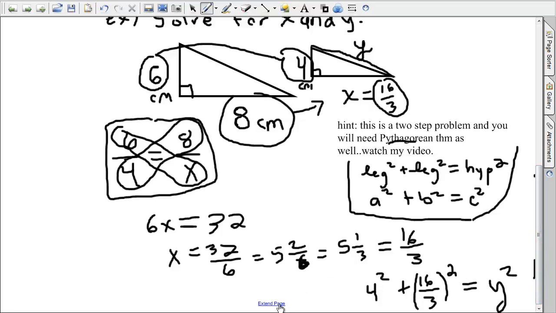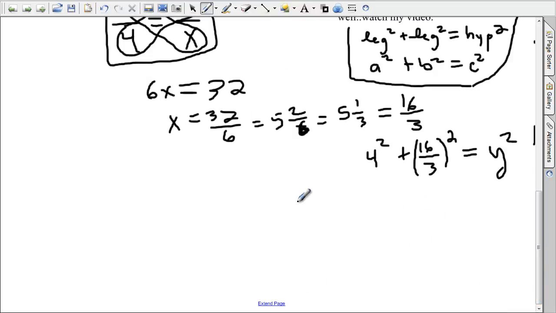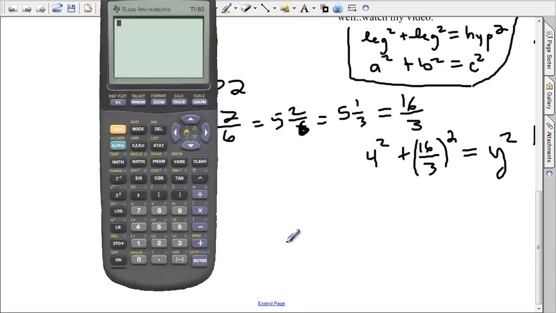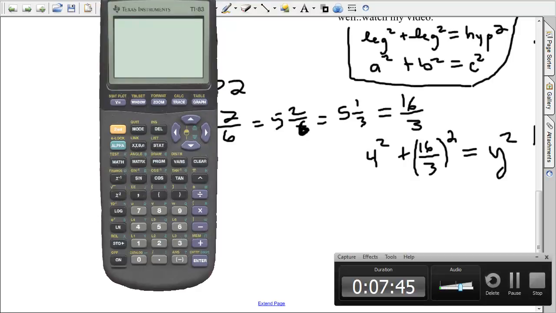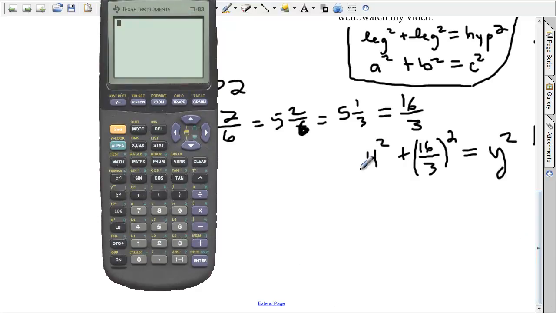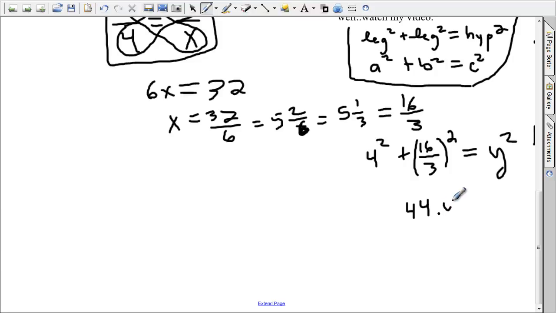Now, from there, if it's not pretty numbers or a perfect square, it's okay to use the calculator. Let me hit pause as we do that. Okay, so we can literally just key most of this in. Well, 4 squared we know is 16, so 16 plus 16/3 squared is something. Okay, now let me record that. So 44.4 repeater is y squared. Therefore, y must be the square root of that.